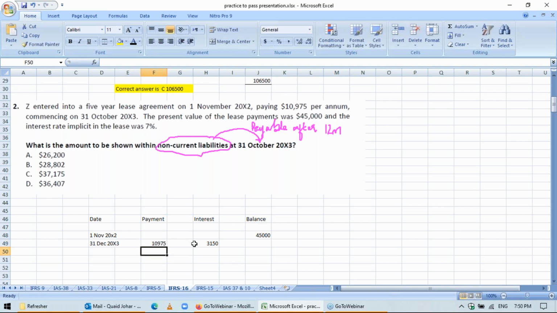When you make this payment, along with it you pay the interest. So what you do is, out of 10,975 deduct the interest amount 3150. So it gives you 7825. So this 7825 amount is the principal repayment.